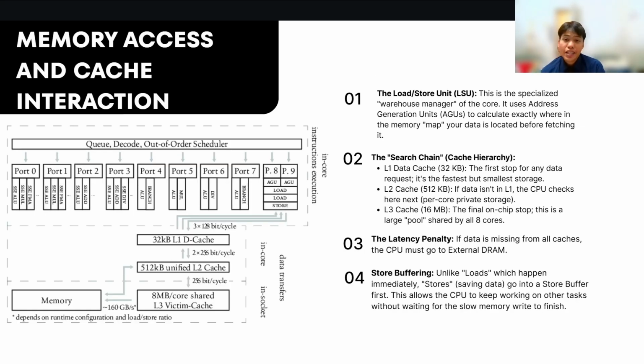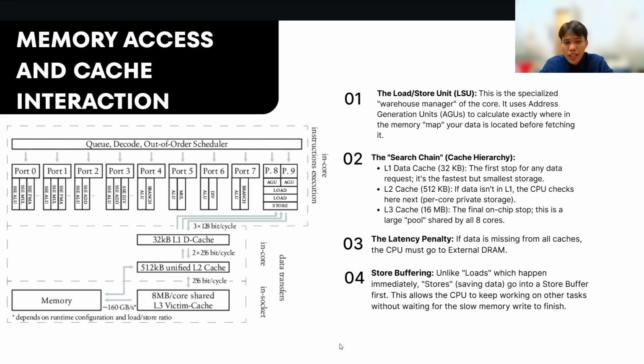The memory access and cache interaction. The final stage is managing the data itself through the load store unit. It uses address generation units, AGUs, to calculate exactly where data is located in memory. The CPU follows a search chain through the cache hierarchy, starting at the fast 32 kilobyte L1 data cache, moving to 512 kilobyte L2, and finally the shared L3 cache. If all caches miss, it must access external DRAM.